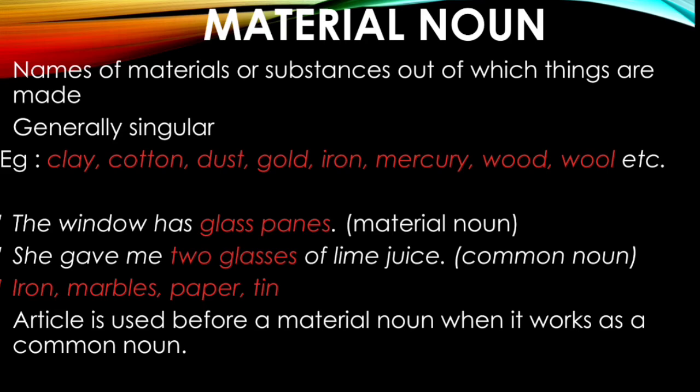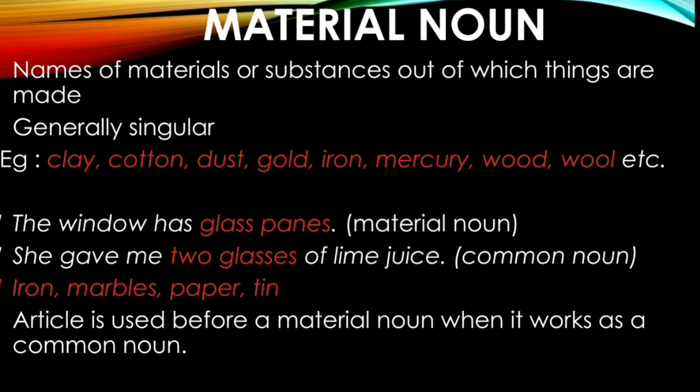And the next nouns are material nouns, names of materials or substances, out of which things are made. They are generally considered as singular. Example: clay, cotton, dust, gold, iron, mercury, wood, wool, everything, because they are substances with which something is being made.